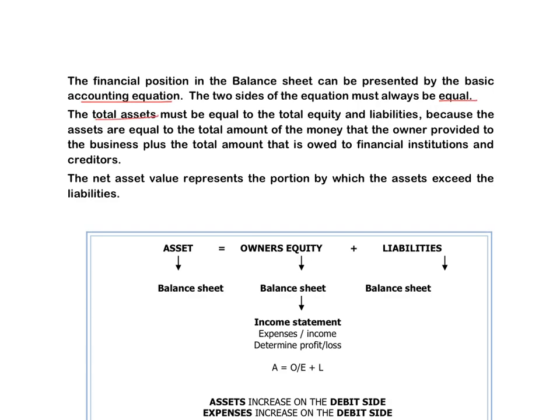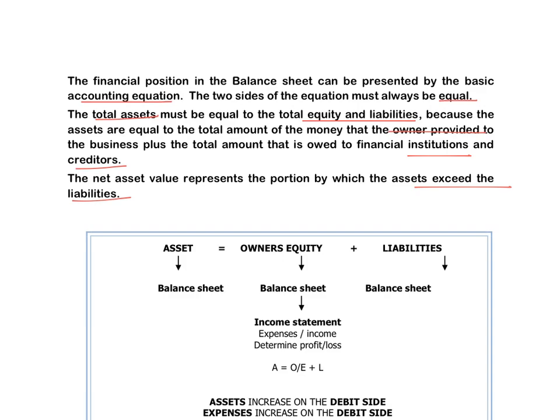Therefore, the total assets must equal the total equity plus liabilities, because assets are equal to the total amount of the money that the owner provided in the business plus the total amount that's owed to financial institutions or creditors. The net asset value represents the portion by which the assets exceed the liabilities. So therefore, net asset value equals assets minus liabilities.